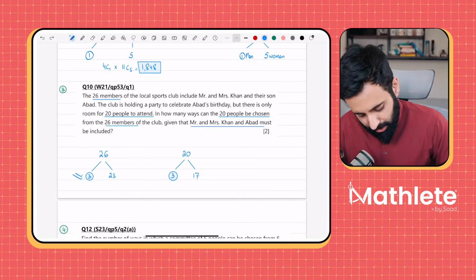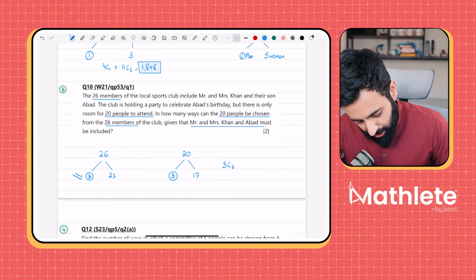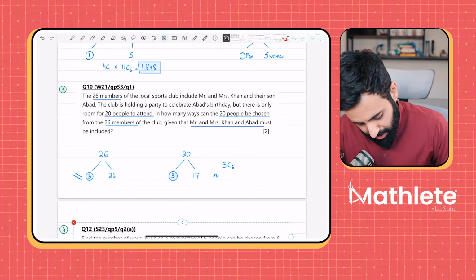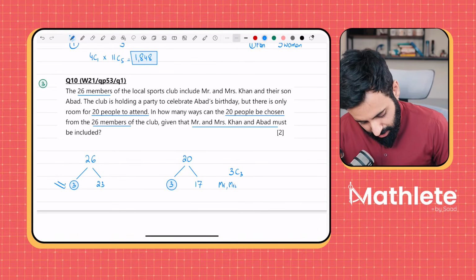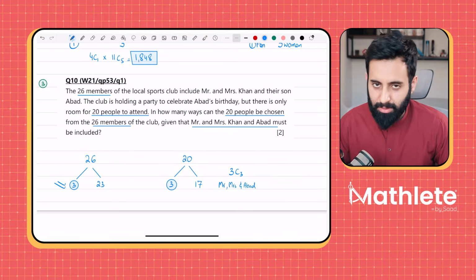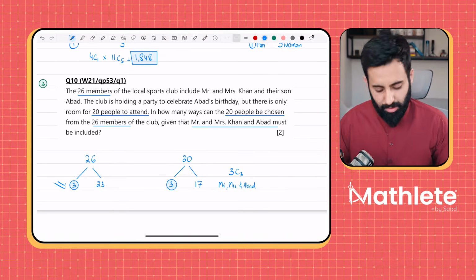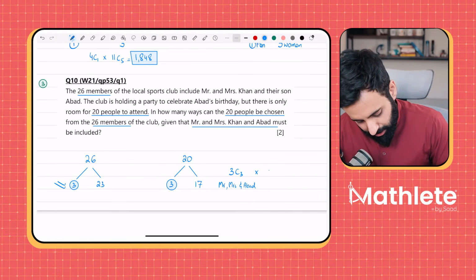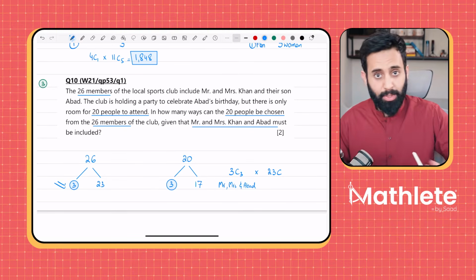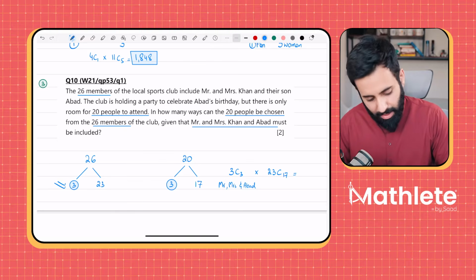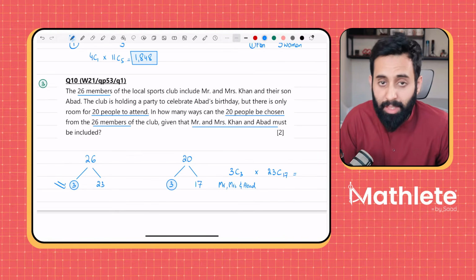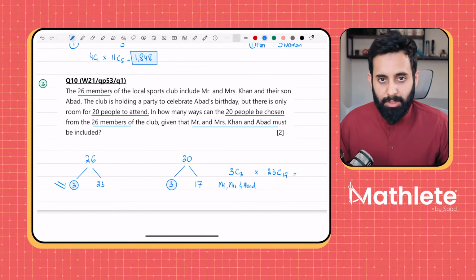Okay, so what's the working behind that? 3C3 to show Mr., Mrs. and Abad, to show how many ways you can select 3 people out of 3, which is as good as 1. So even if you don't do this, you're still good to go. Multiplied by 23C17. Why? Because you have 23 people left after you've excluded these 3 from the group, and you have to select 17. Why? Because now you only have to select 17, considering that you've already selected 3 people.